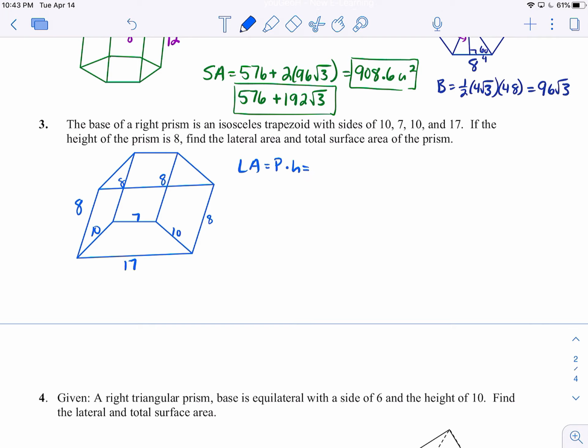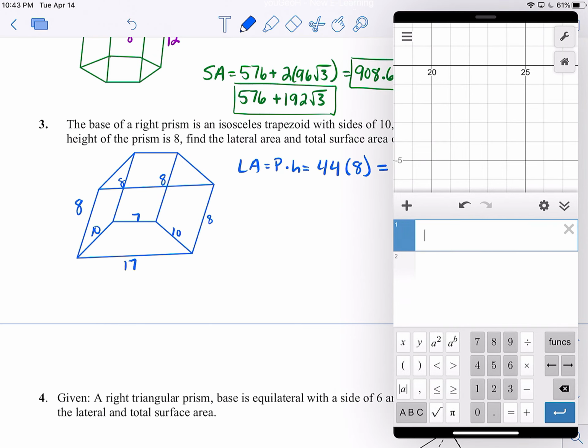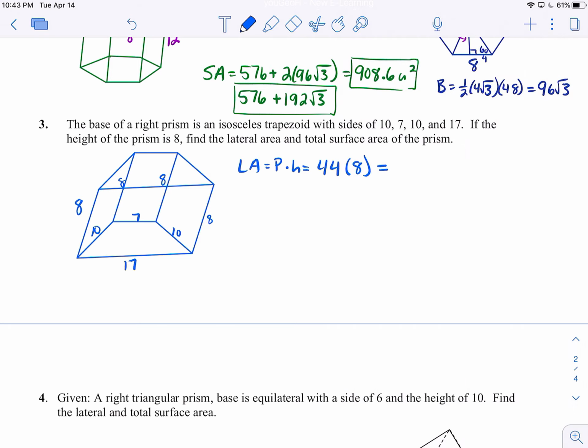And so for our perimeter, we have sides 17, 7, 10, and 10. When we add that up, that should give us 20 plus 24, which is 44. So we have a perimeter of 44, and then times our height of 8. And then we can calculate our lateral surface area, multiplying those together to get 352. So that is our lateral surface area.